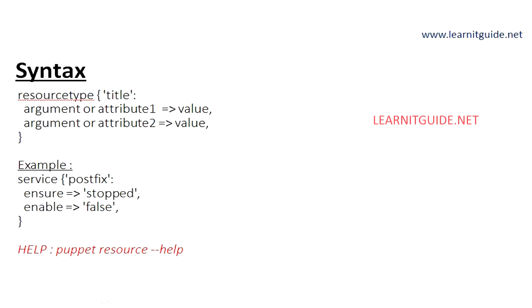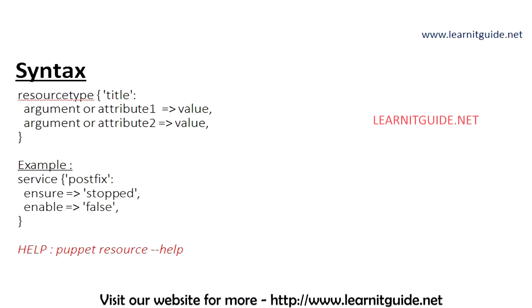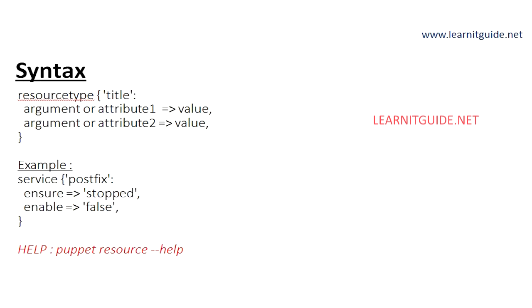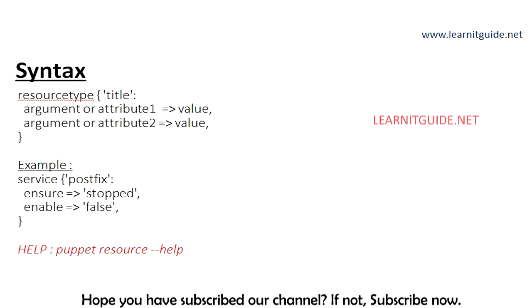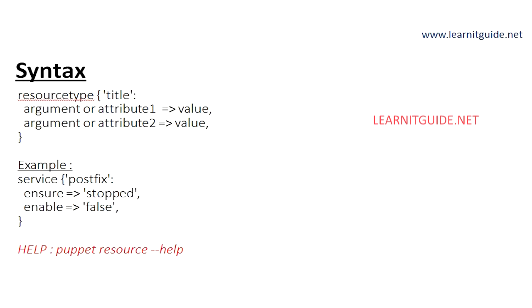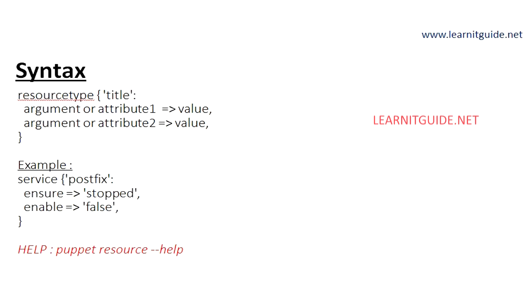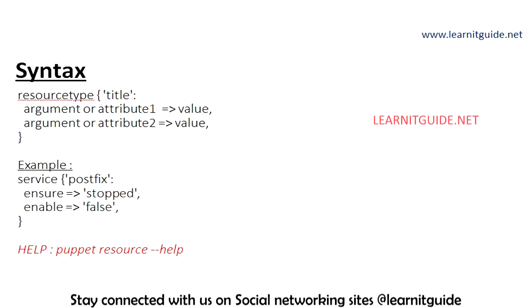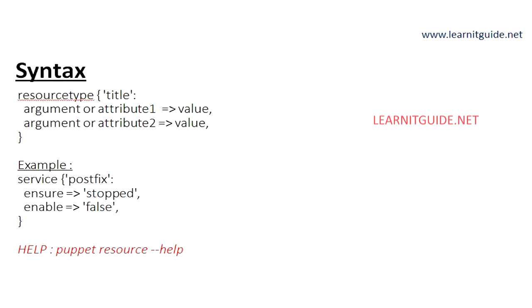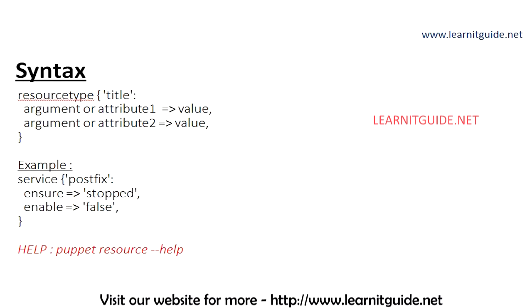So ensure if it is stopped. If it is running at the agent, automatically it will get stopped because we have defined the status is stopped. Also enable equal to false, which means it should be disabled. If not, after the reboot my agent will start the services, right? So I have to disable as well. So these are the basic example of a manifest file for stopping the service of postfix.